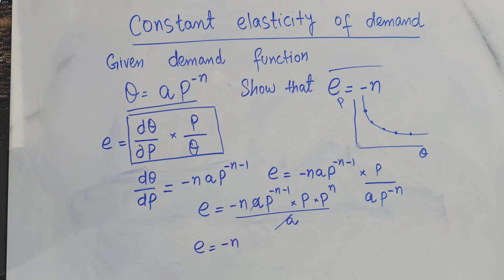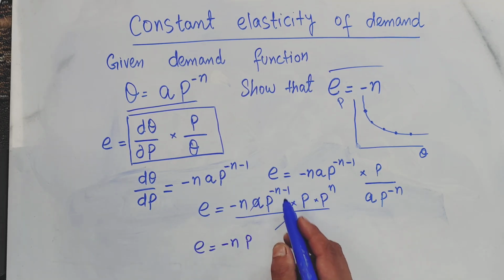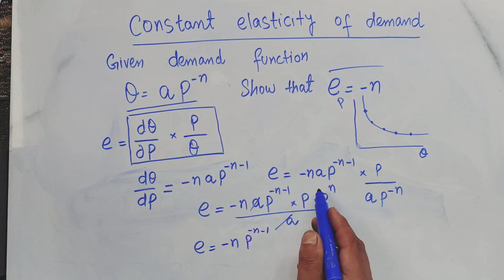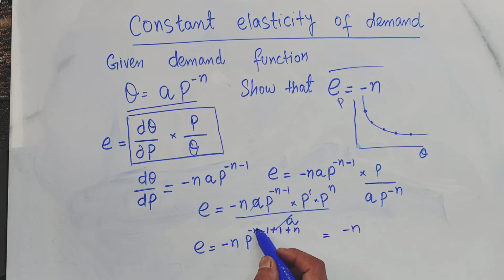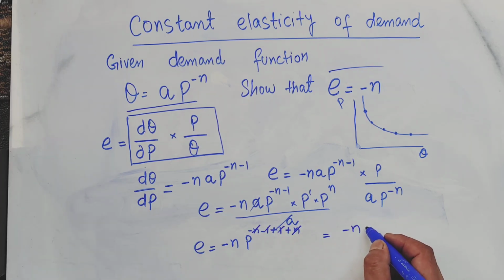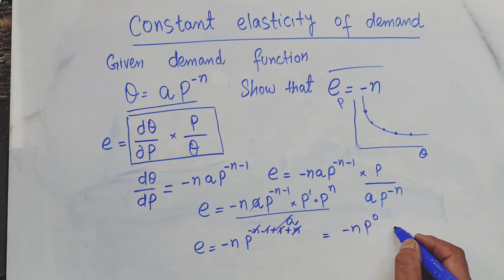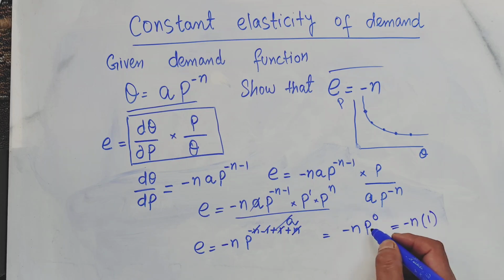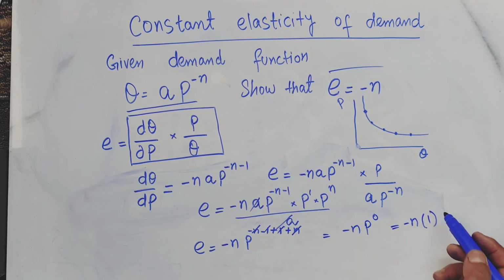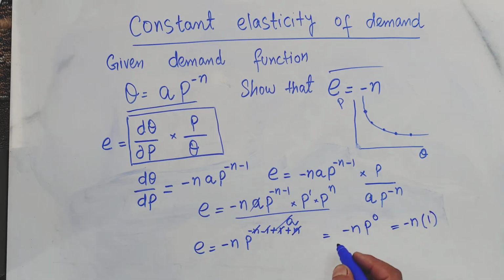Here we have the same base, so we can add the exponents. We have -n-1, then the exponent here is 1, so we get plus 1, then we have plus n. Positive n and negative n get cancelled, minus 1 and positive 1 get cancelled, so we are left with P raised to the power 0, which is equal to -n times 1, because anything raised to the power 0 is equal to 1, we know that. So here we got the constant elasticity of -n.